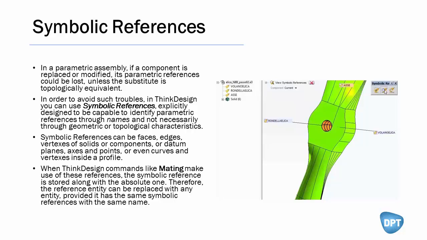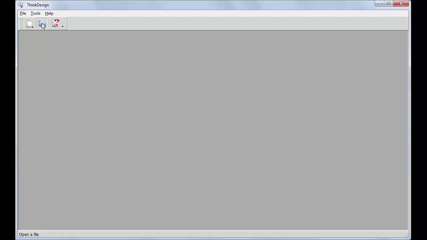When ThinkDesign commands like mating make use of these references, the symbolic reference is stored along with the absolute one. Therefore, the reference entity can be replaced with any entity, provided it has the same symbolic references with the same name. Let us now see how we can practically insert symbolic references and how we can actually use them.